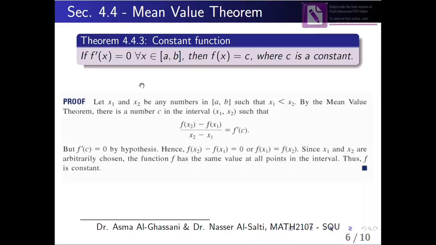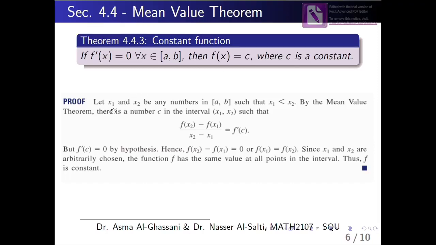Then we have a theorem for 3, which talks about the constant function. It says if f prime x is equal to 0 for all x in (a, b), then f(x) is equal to c, where c is a constant. يعني إذا كانت المشتقة تساوي صفر لأي number موجود في الانترفال a to b، إذن على طول we can conclude that f(x) is equal to c. يعني معناتها إنه الفانكشن الأصلية عبارة عن constant. So let us prove this one.